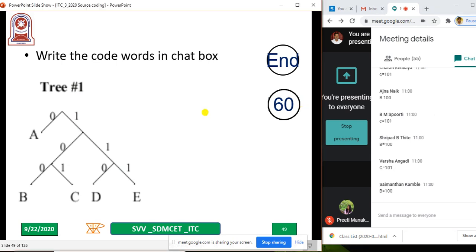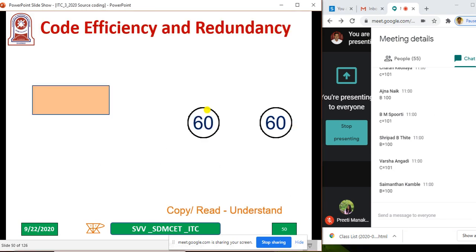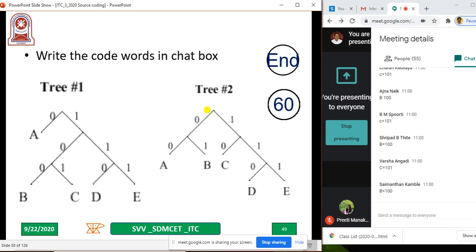So those who have finished this, then write for the second one. Those who have not completed the first one, write 1 and the answer: 1D, 1A, 1C, like that you write. Very good. Jay Surya has typed everything at a time. Very good, Jay Surya. And the second one also you can type. E is the same, 1, 1, 1 only.